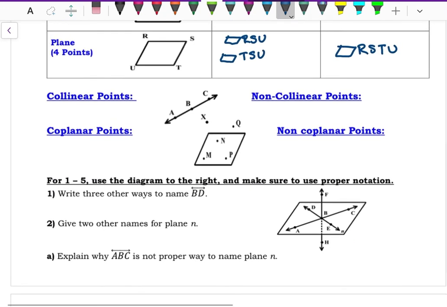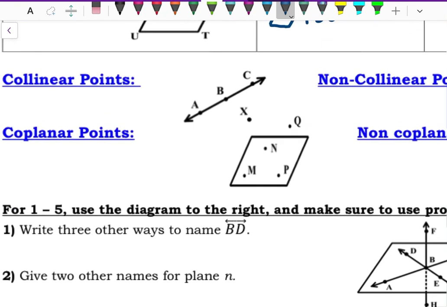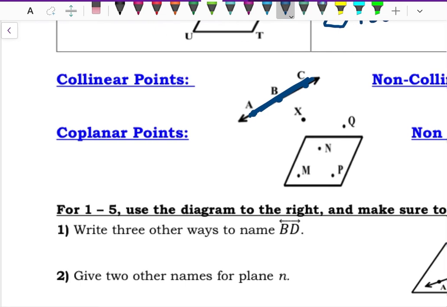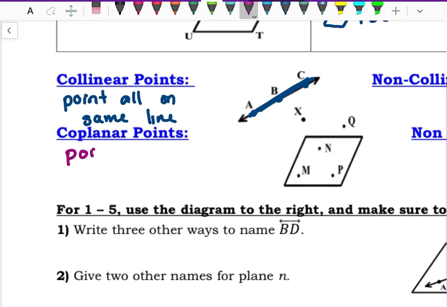So collinear points are points that look like this, where they're all on the same line. Collinear. So collinear points are all on the same line. In the same breath, coplanar points are points all on the same plane.